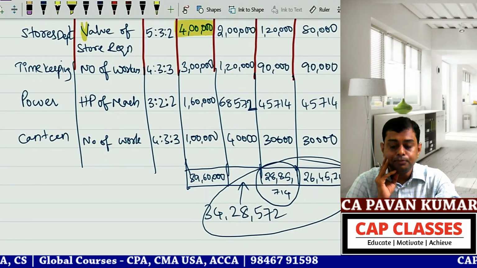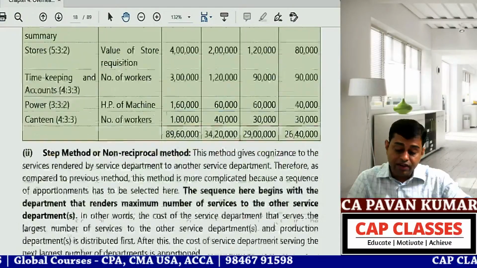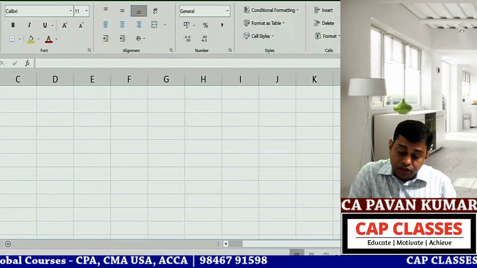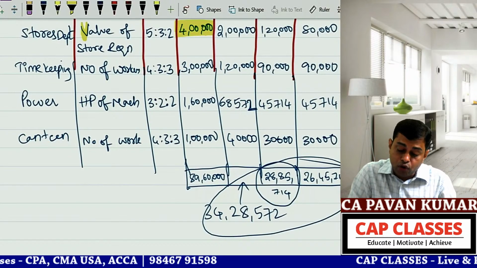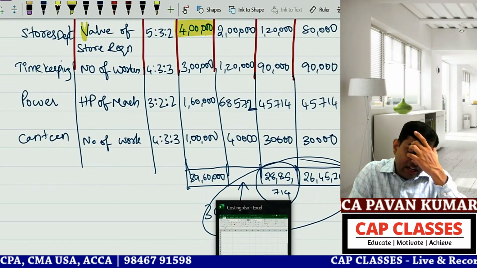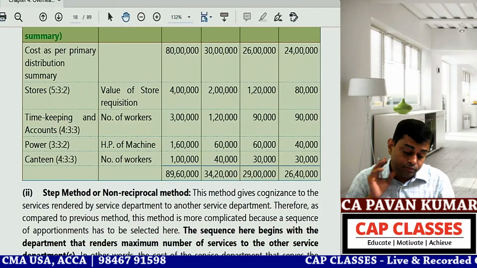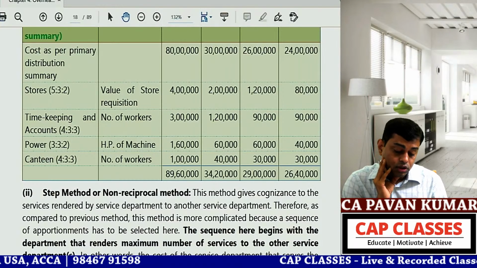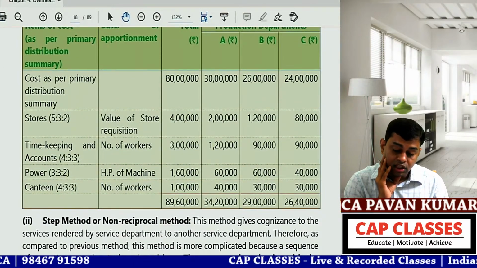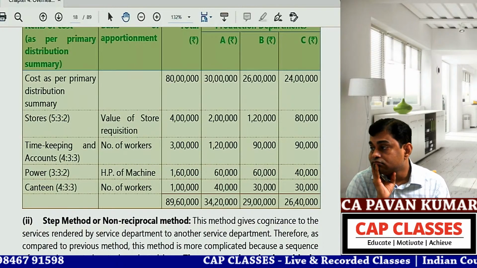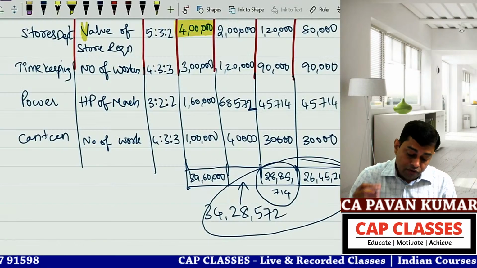Shall we go to the next model? So check the answer. Did we get 34,20,000? Maybe they have rounded it off. No issues. 34,20,000 and then 28,85,714. So how come they got all round figures? Did we make any mistake?